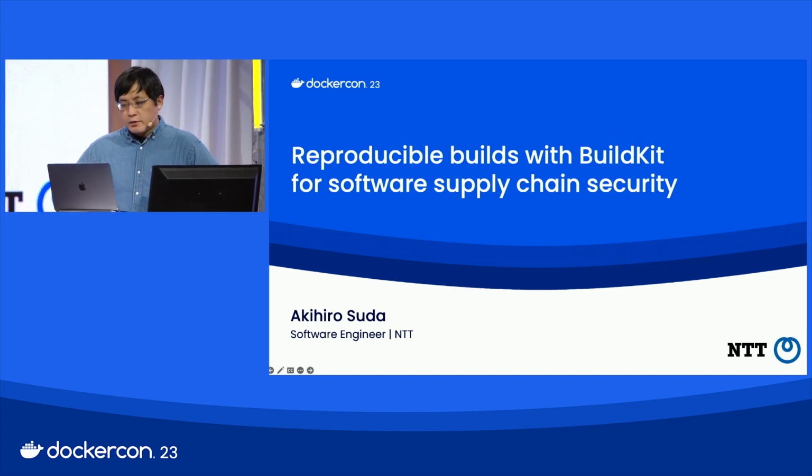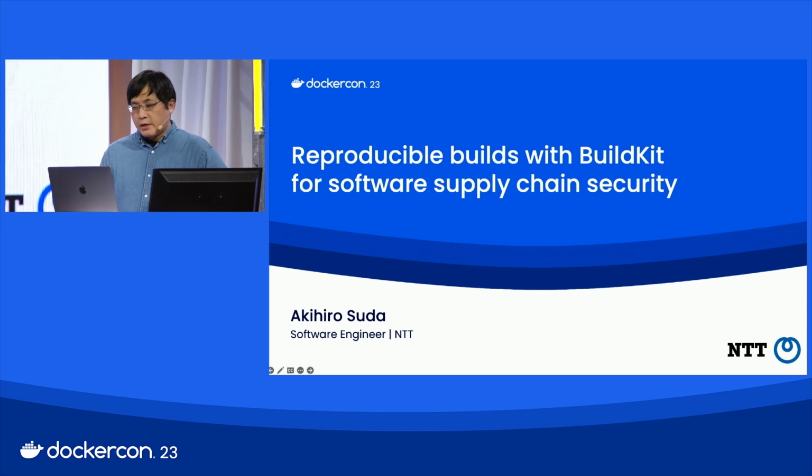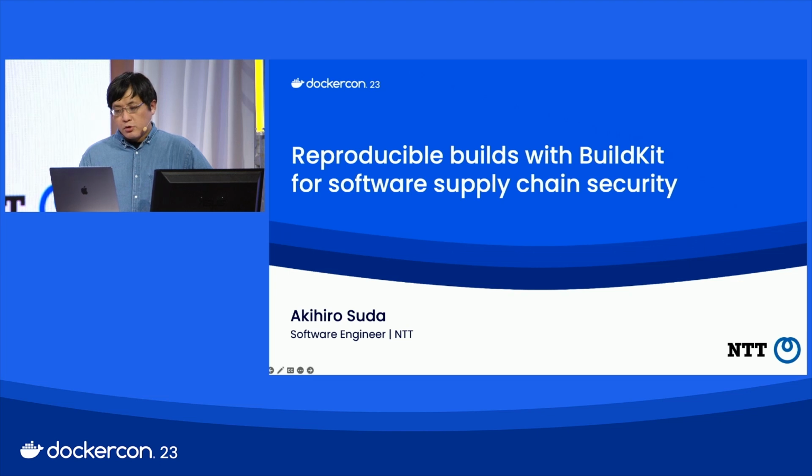In this session, I'll talk about reproducible builds of Docker images. This is a technique to reproduce bit-for-bit identical image binaries from Dockerfiles using BuildKit. This is quite useful to reduce concerns around software supply chain security in Dockerfiles.